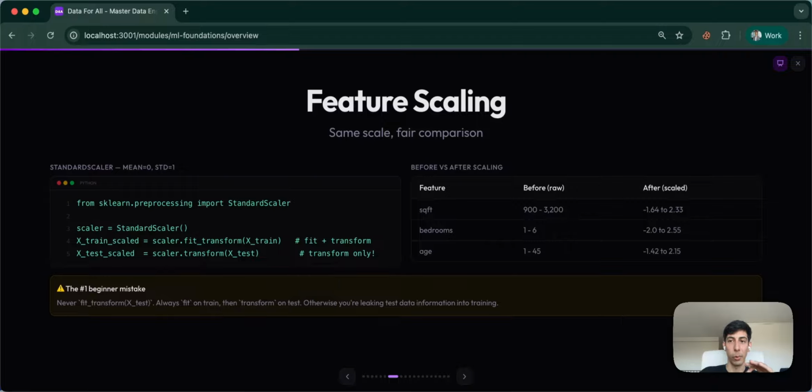And here's a critical rule. Fit the scaler on training data only. Then transform both train and test. If you fit on all data first, information from the test set leaks into training. That's called data leakage. And it will make your results look better than they really are.